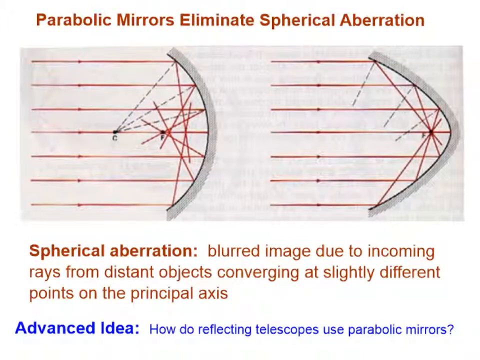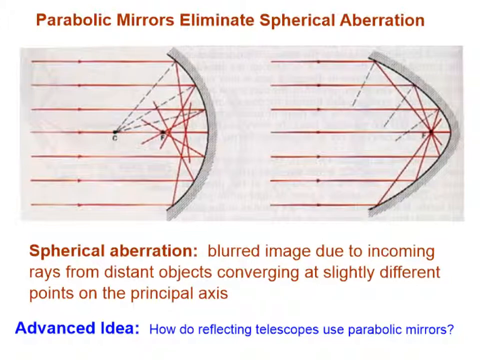It produces a blurred image, and it's present to some extent in any spherical mirror. So a simple way to reduce the effect of spherical aberration is to use a mirror with a very small diameter. If the diameter is really small, then none of the rays are going to be reflected really far away from the principal axis, and it reduces that spherical aberration. However, that's not really useful for certain applications.